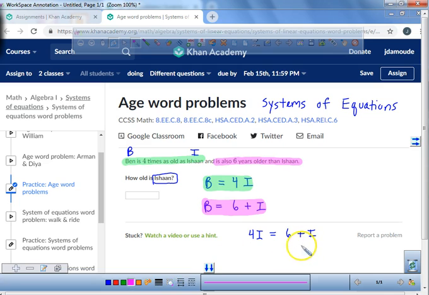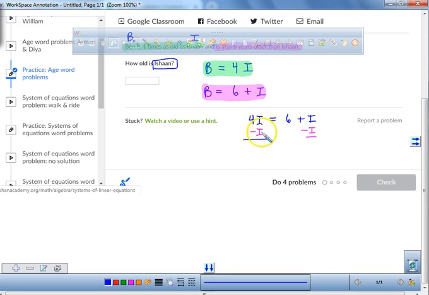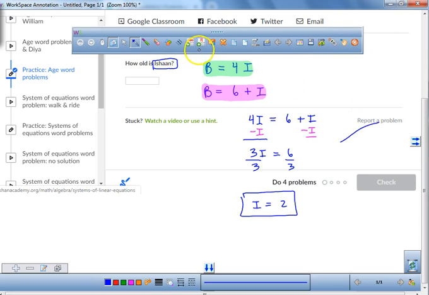So all we're going to do is take away an I from this side. Take away an I from this side. All right? If you had 4 I's, but you took away 1, there you go. Equals 6. And then we divide both sides by 3. And Ishan's age would equal just 2 years old. Now that's going to be what I'm going to be typing in right here. That's what I'm going to type in.